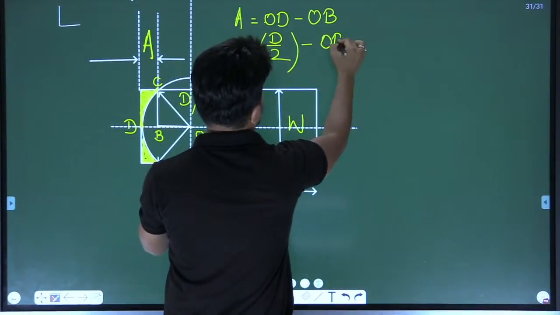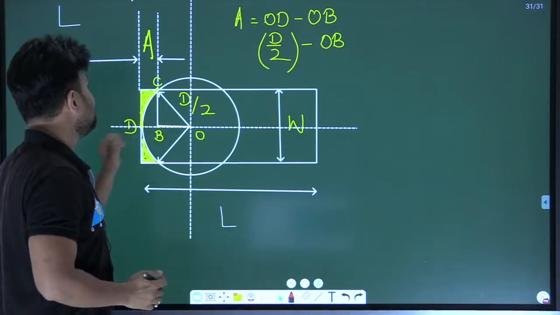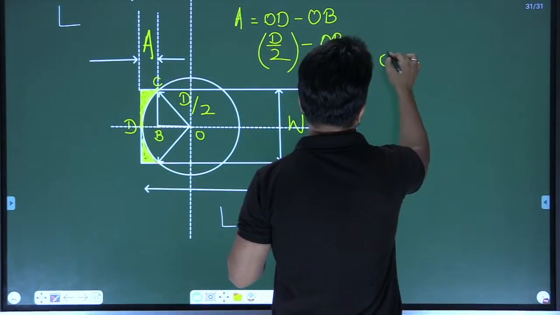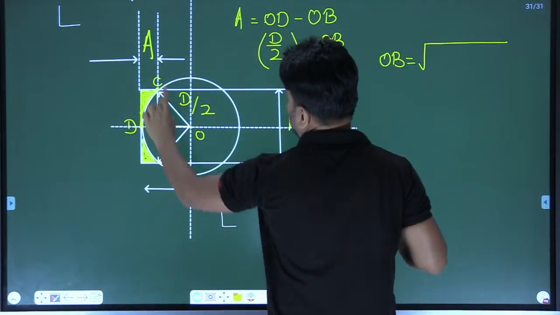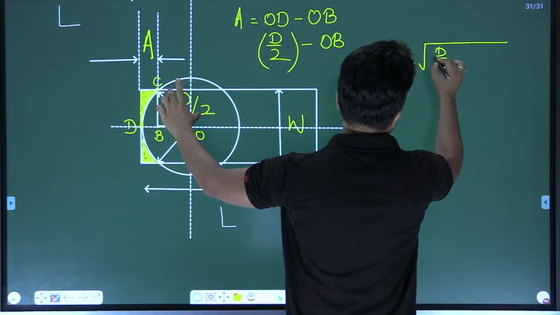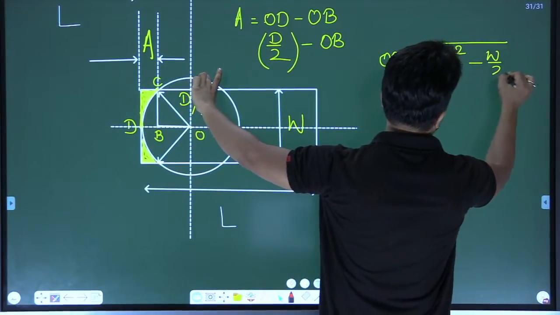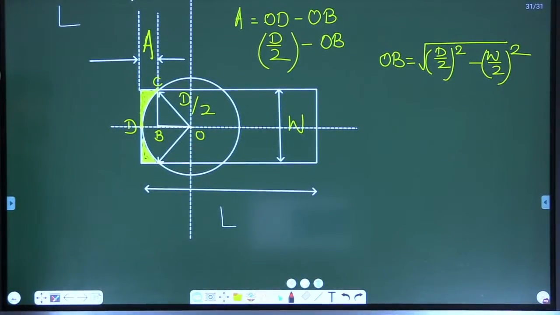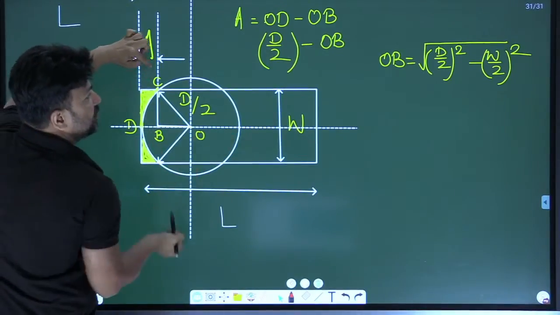You have to calculate OB. How can you calculate OB? Let me see. My dear, I can calculate OB. OB will come out equal to (D by 2) square minus (W by 2) square. Yes or no? Is that OB? So this is OB: (D by 2) square minus BC, and BC is (W by 2) square.